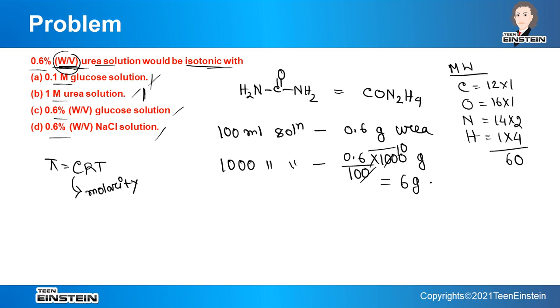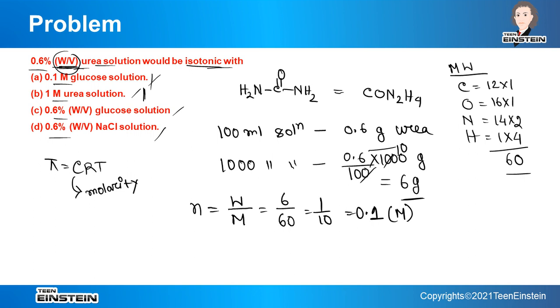Now this is the given weight, so we will convert it to molarity. For that we will convert it to number of moles. So number of moles n is given weight divided by M. Given weight is 6 and molecular weight is 60, so this is equal to 1 by 10. That means it is 0.1. This is the molarity.